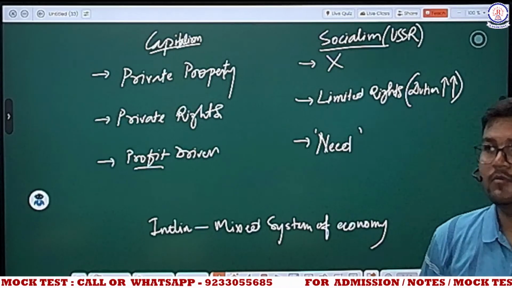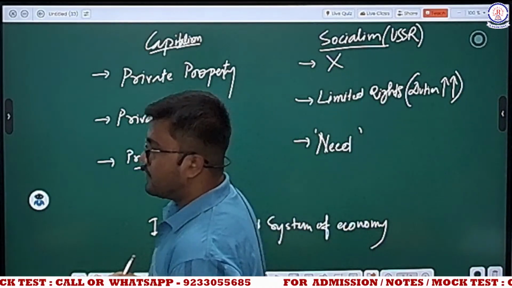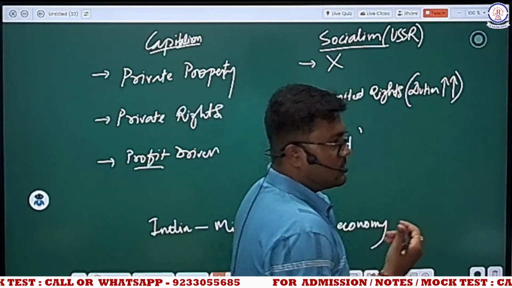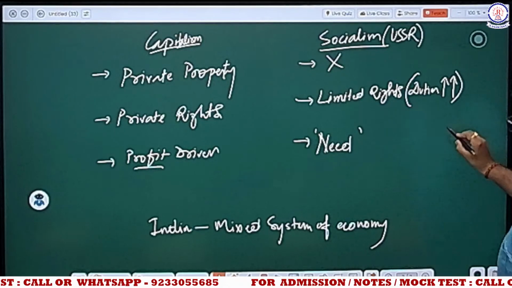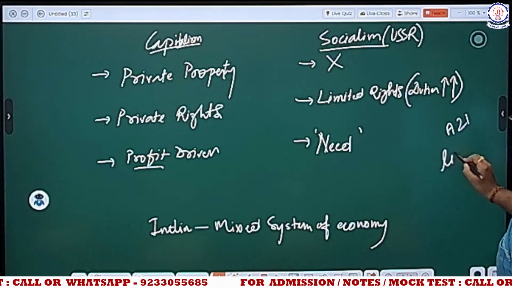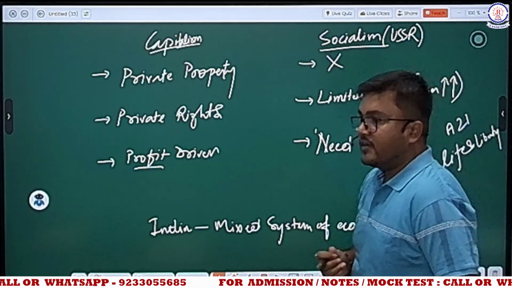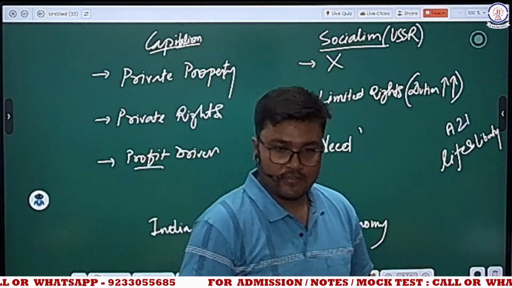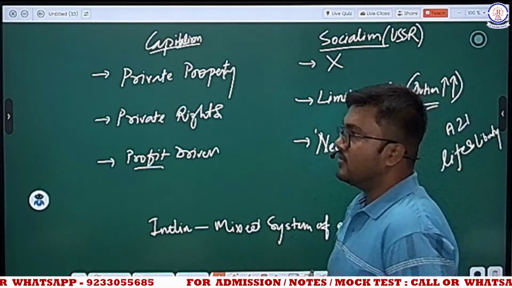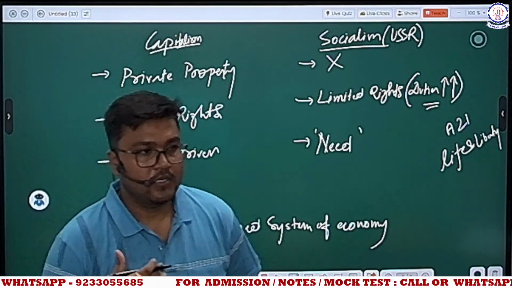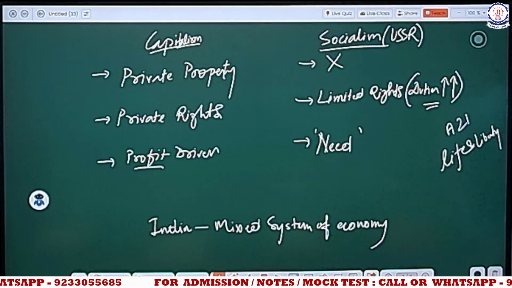Now, for duties, you can give an example that there was no individual right. Let's say in India we have Article 21, which gives us the right to life and liberty. That is, we can lead our life as we deem fit. But in socialism, the main importance was given to collective rights. That is, instead of individual right, collective right was given more importance.